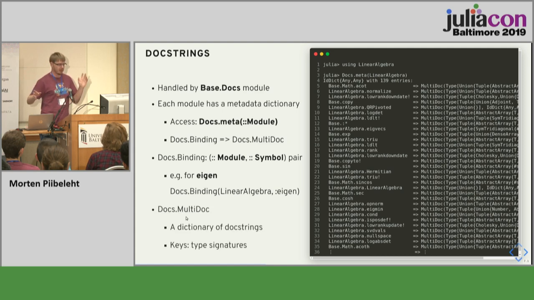On the right side, a single name, for example a function, can have multiple methods, and each of these methods can have its own doc string. So for every binding, in general, you can have multiple doc strings. That's why you have the MultiDoc object, not the doc string itself yet.